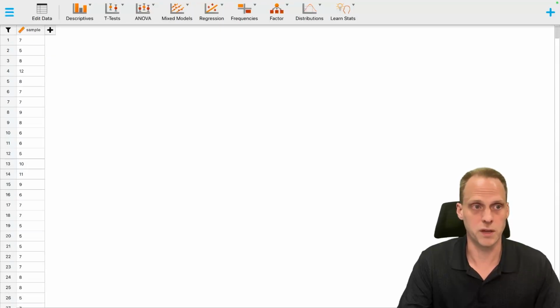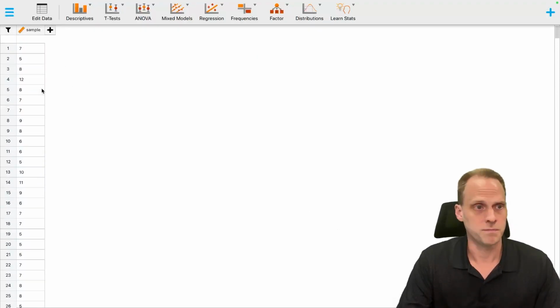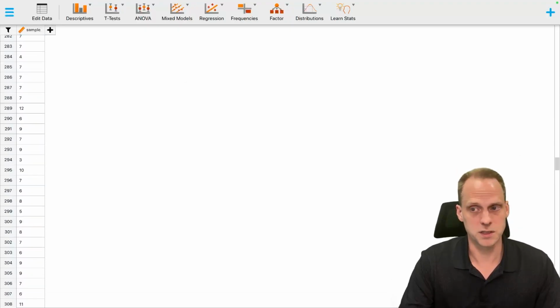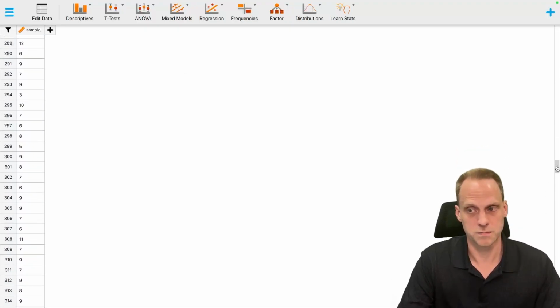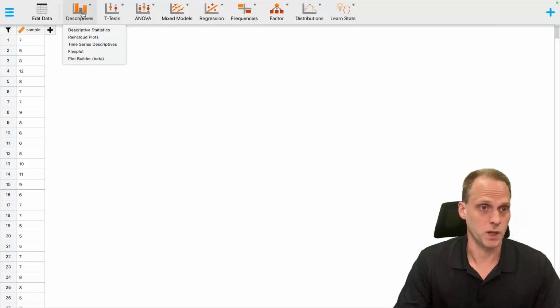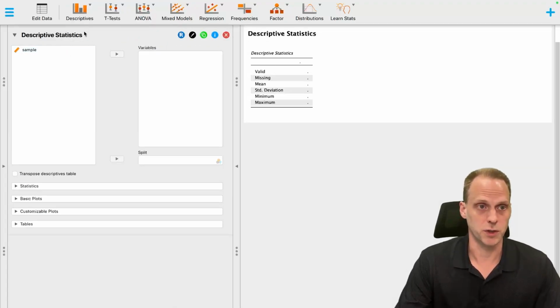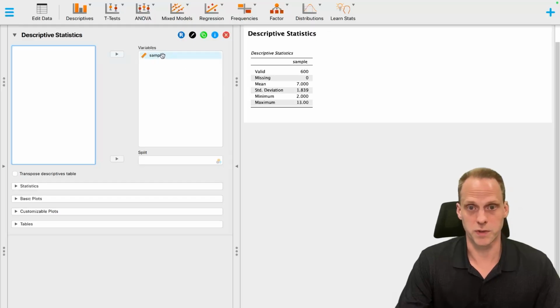Okay, so here we are in JASP, and this is the data. These are all the balls. Basically 600 observations, and the bucket each lands on. Now we can calculate some things. We can calculate the mean, for example, and the standard deviation. We go to descriptives. We drag this sample variable to the variables. And we already get this information here.